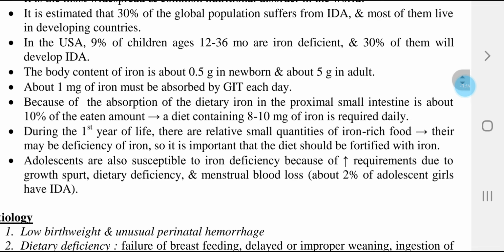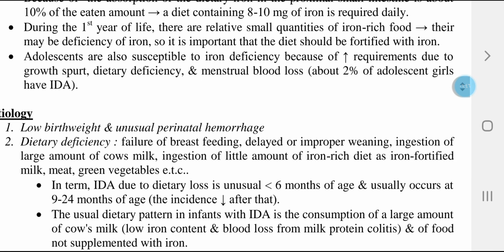During the first year of life, there are relatively small quantities of iron-rich food, so there may be deficiency of iron, so it is important that diet should be fortified with iron. Adolescents are also susceptible to iron deficiency because of increasing requirement due to growth spurts, dietary deficiency, and menstrual blood loss. About 2% of the adolescent girls have iron deficiency anemia.